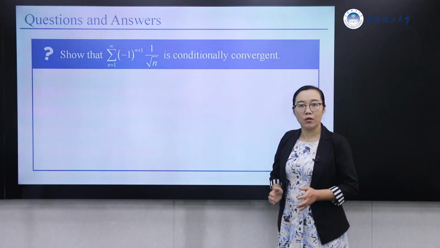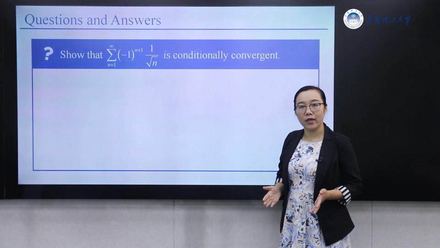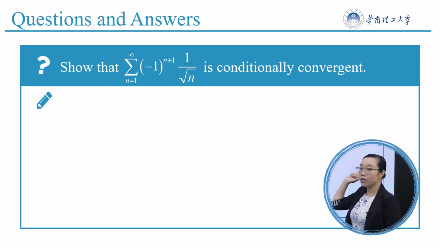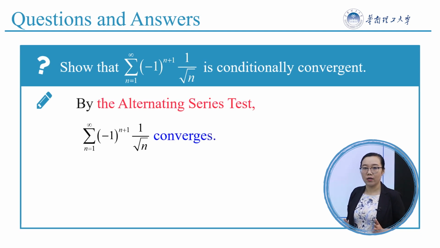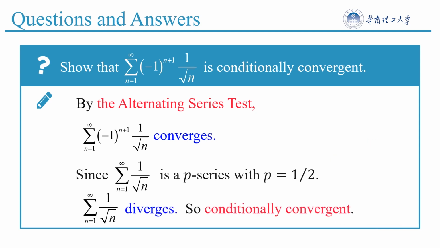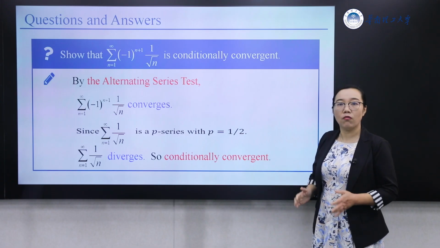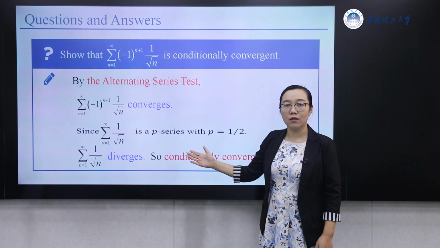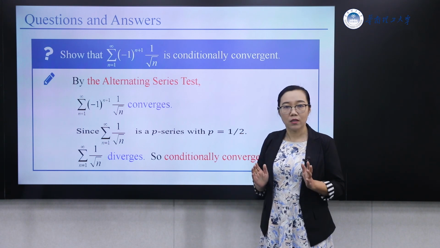Finally, please think about this question: show that this series is conditionally convergent. By the alternating series test, we can get that this series converges. The summation of 1 over the square root of n is a p series with p equals 1/2, and the summation of 1 over the square root of n diverges. Then the given series is conditionally convergent.